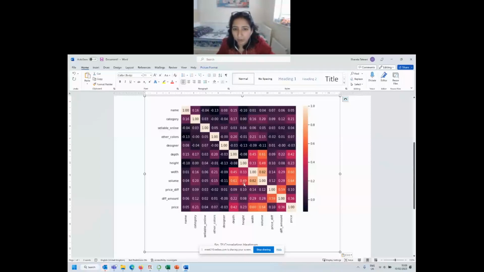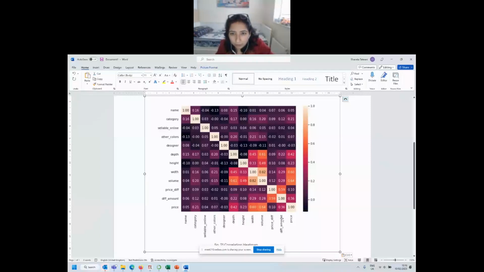volume, right? If you see the price, width has more impact on the price. If width is more, then the product's price is more. So it is correlated, 0.6 correlation. And if you see designer, it has a negative impact, something like that. I don't know what that is, but I believe you understand what it means, right?